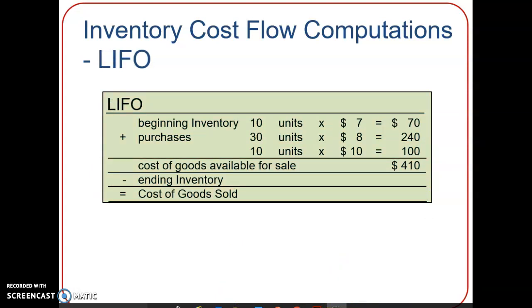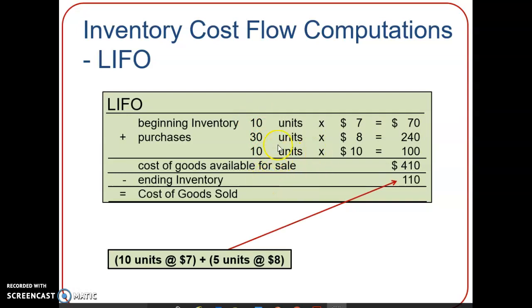So let's look at LIFO. Again, here you can try to pause the video for a second and figure it out on your own. The layout is the same: one batch of beginning inventory and two purchases. This is the oldest in terms of time, and then this is the newest. Total goods available for sale is $410 and 50 units. If you look at the ending inventory, LIFO says last in, first out, so the ending inventory must come from the oldest, right?